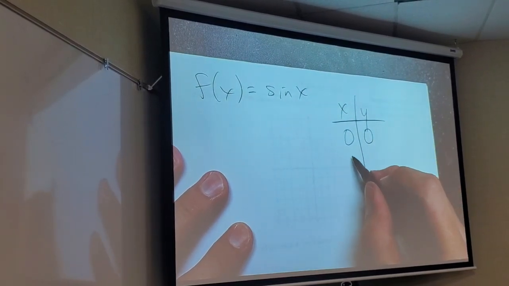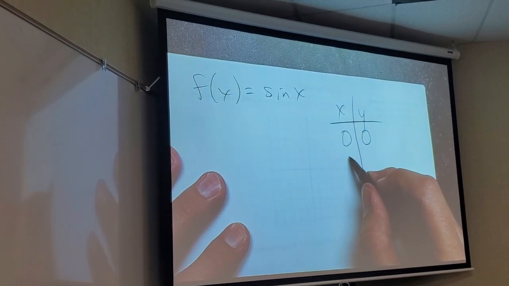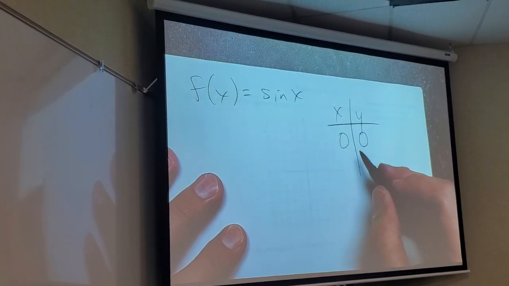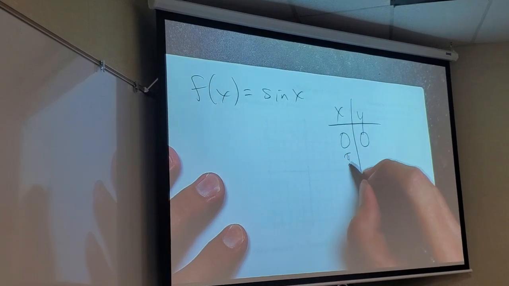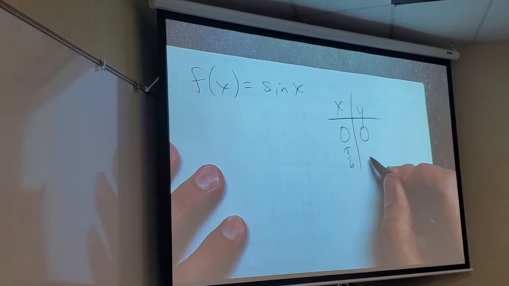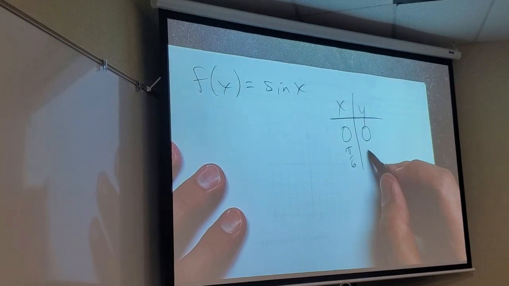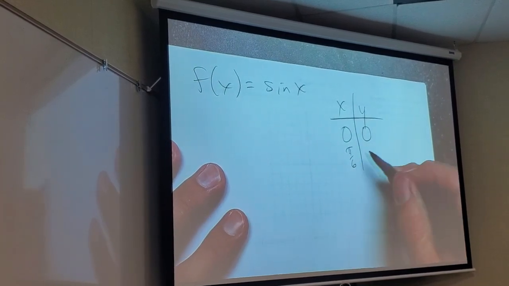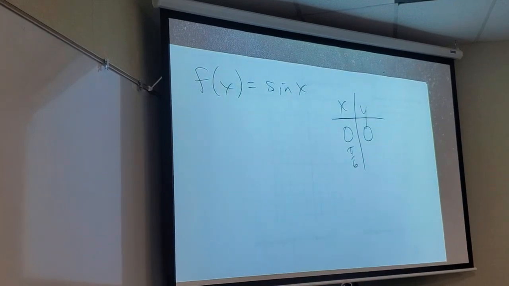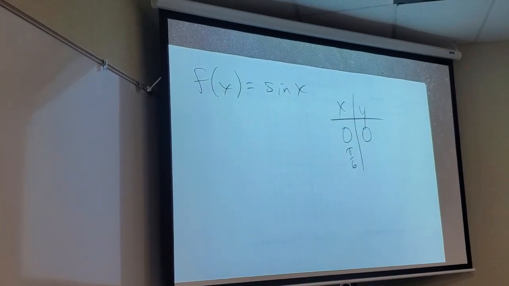What's another good one to put in? Don't go to pi over 2 yet. Pi over 6. Sure. All right. What's that? Careful. That's 30 degrees, right? So 1/2. I haven't gotten very far away from the x-axis yet, so sine is still a little.